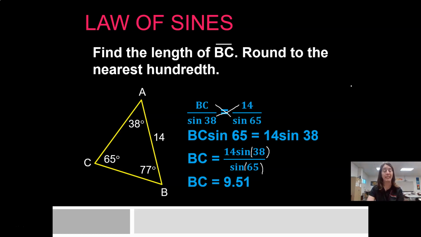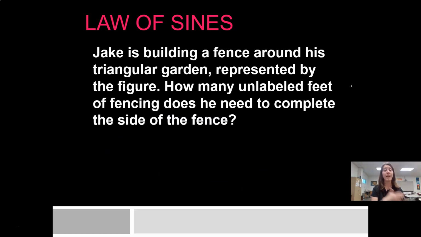Okay, I have one more example that we'll walk through together today. This one starts off with a word problem, then they give us the picture for us to solve. So Jake is building a fence around his triangular garden. I mean, who wouldn't be doing that? And it's going to be represented by the picture that they'll show us.